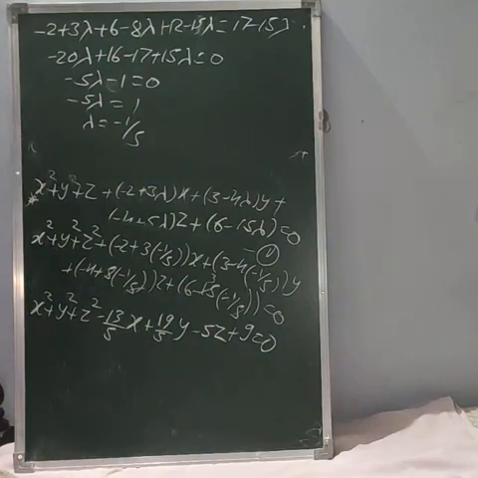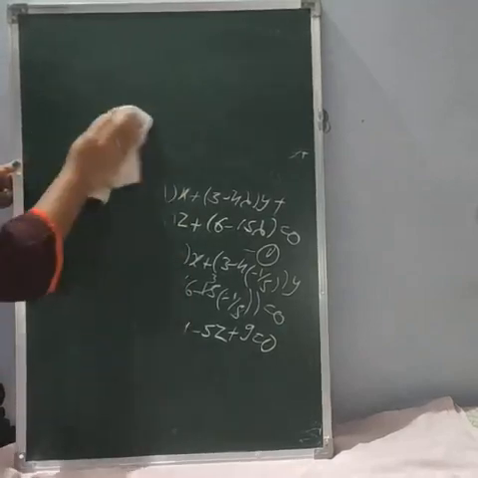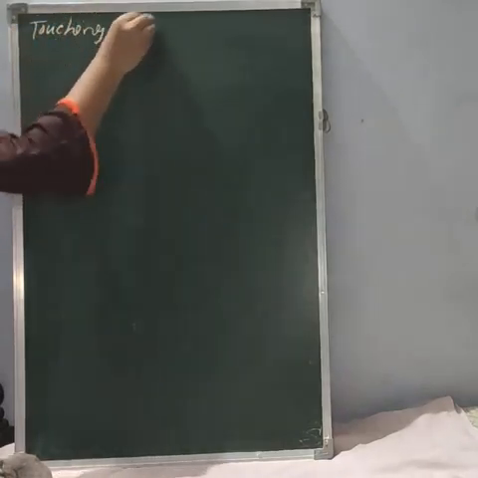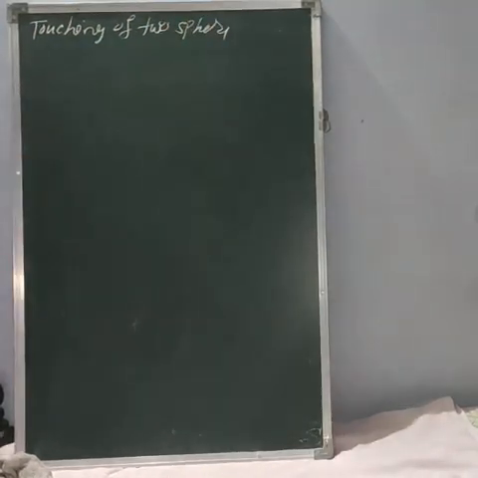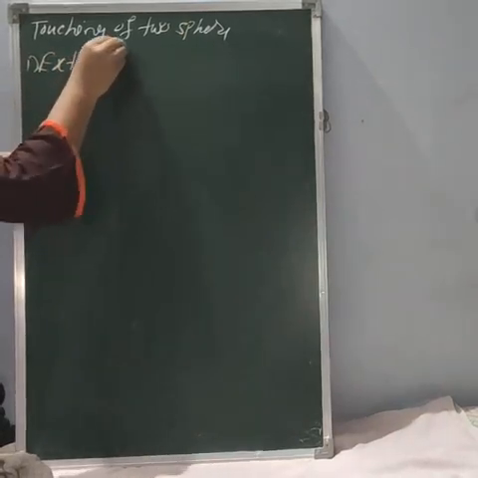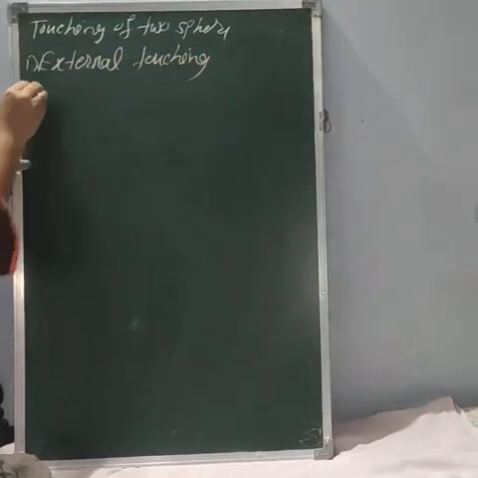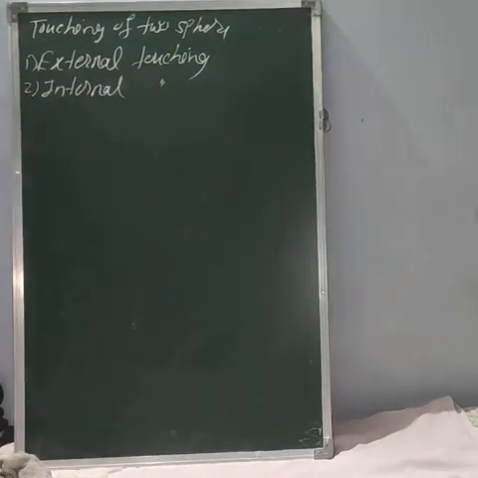So the next concept is touching of two spheres. Here we are having two types, external touching and internal touching. When we say the two spheres touch externally, and when we say the two spheres touch internally. External touching and internal touching. Okay, we are having two types.